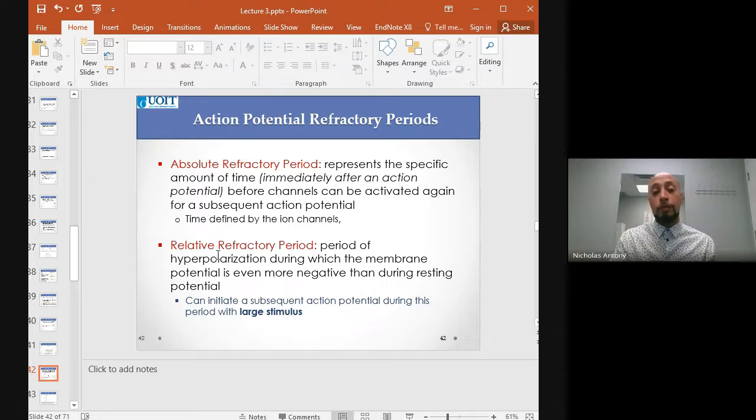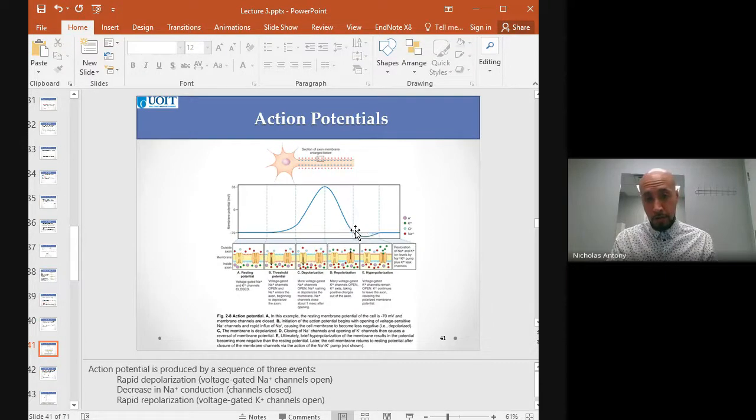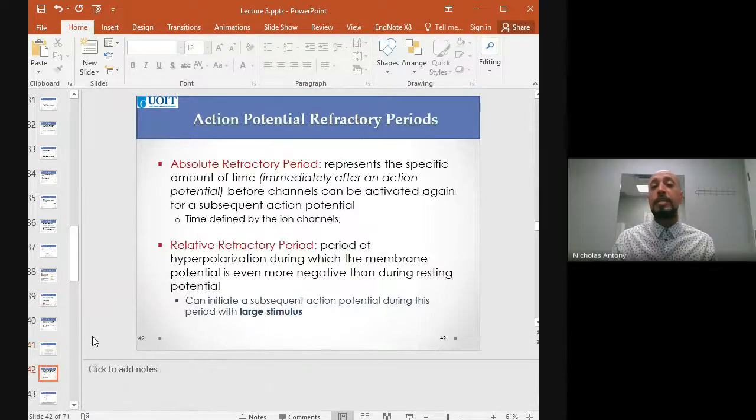The relative refractory period is the point in time where we have our sodium channels closed, but the potassium channels are open. So right here, our membrane potential will probably be minus 80, I don't know, diagram minus 80. So it's hyperpolarized. So with a strong enough stimulus, we could get an action potential in this time. Does that make sense, everyone?